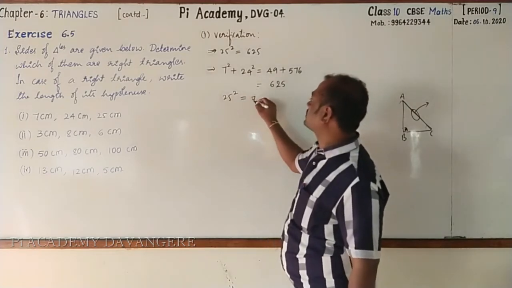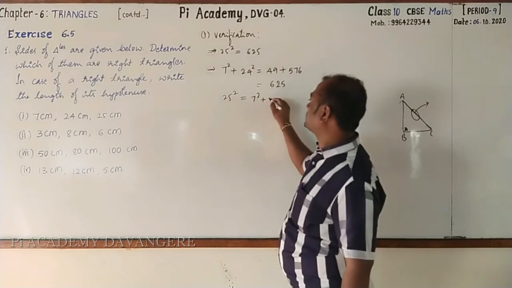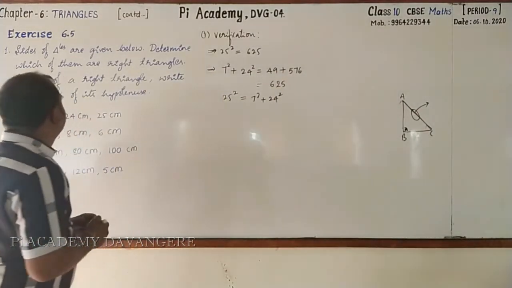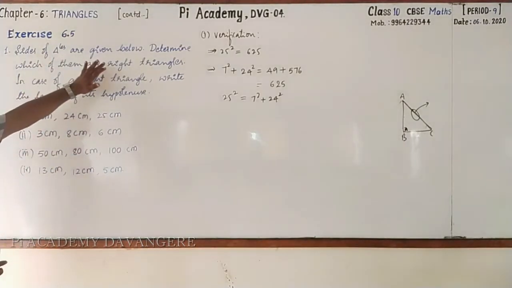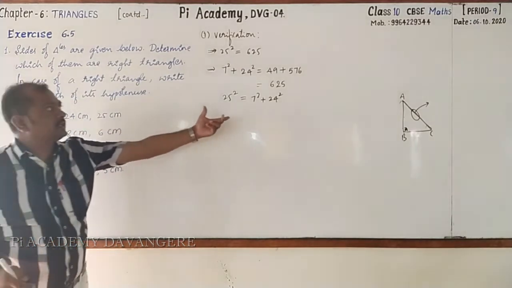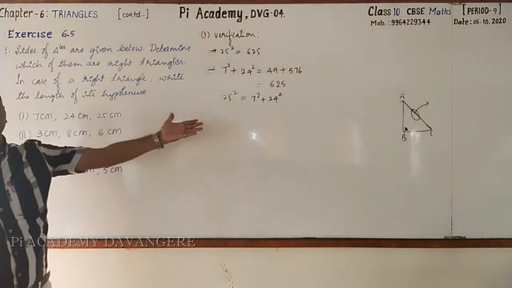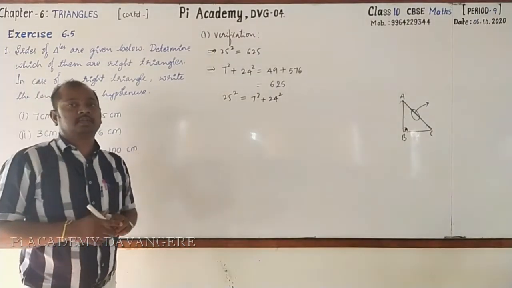25 square is equal to 7 square plus 24 square. Now look here. Sides of triangle are given below. Determine which of them are right triangle. Then can we say that the first one forms a right triangle? Yes. Why? By Pythagoras theorem.